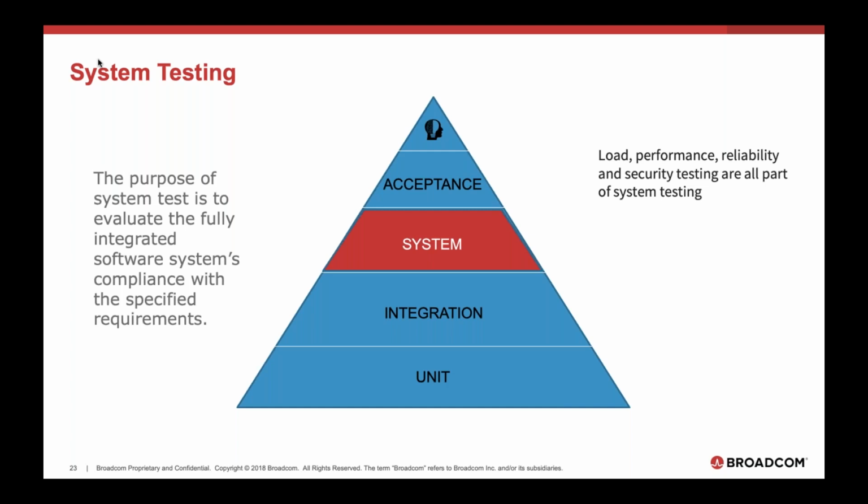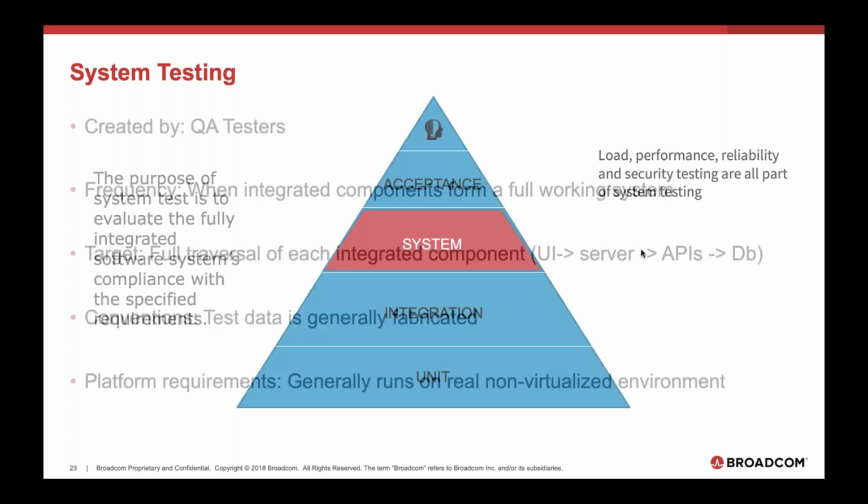Now, some of the requirements might be functional, some of them might be non-functional requirements, like, for example, load testing, performance testing, reliability and security testing. These are all parts of system testing. So system testing is sort of an umbrella for both functional requirement testing as well as these non-functional things like load, performance, reliability, and security testing. That's a pretty big topic, and I probably won't be able to touch on all of it. But again, that's one of the major parts of the pyramid of testing here.